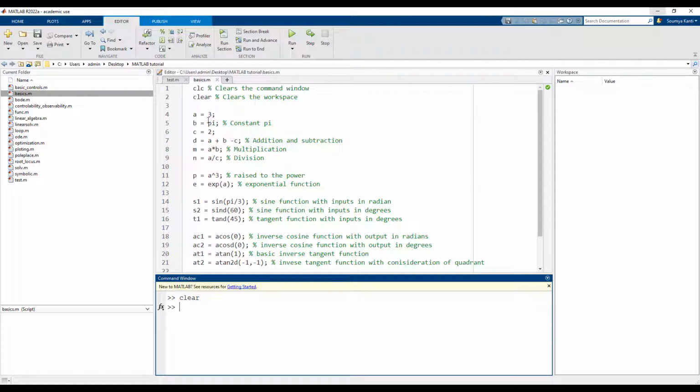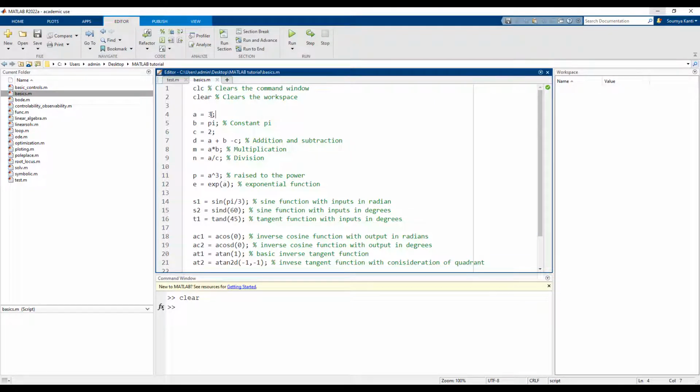Okay, now let's start with some basics. Suppose I want to assign a number to a variable. Here it is a, so I can assign it as 3. This semicolon at the end: if I don't have the semicolon and I run it, you can see that the output is shown in the command window. But if I have a semicolon at the end, the output won't be shown in the command window. It means you can selectively see whichever one you want. Similarly, you can use pi. Pi will be very much used in some of the calculations.